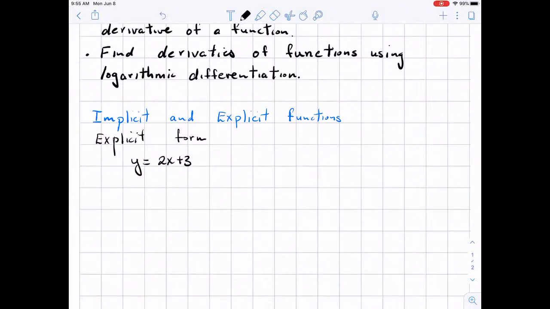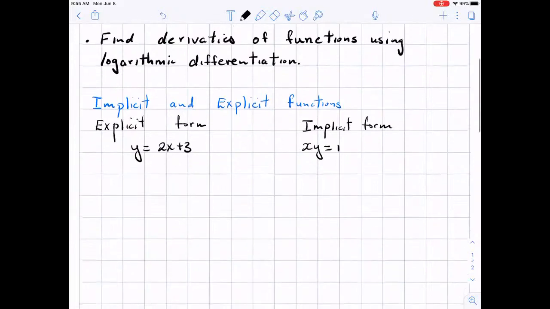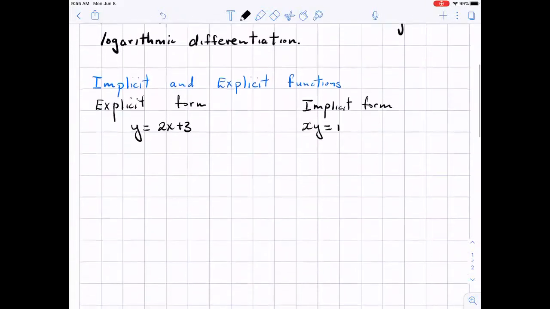On the other hand, if I have, let's say, xy is equal to, let's say, 1, this is an implicit form. So explicit just means that we can isolate the y, and then y is by itself.